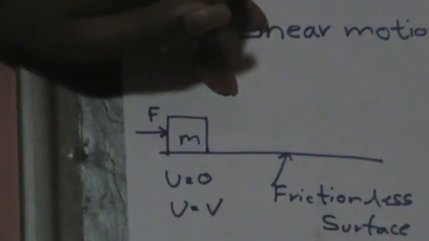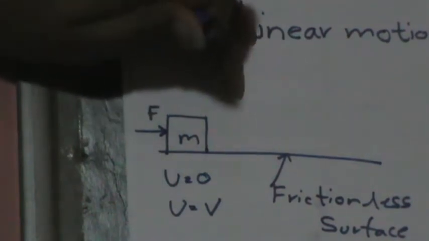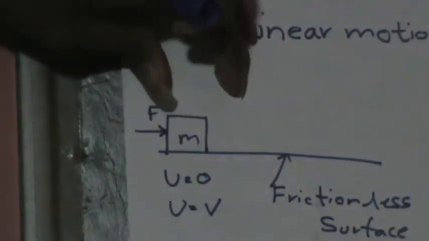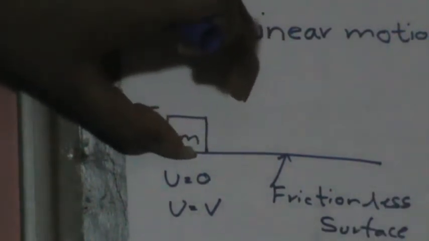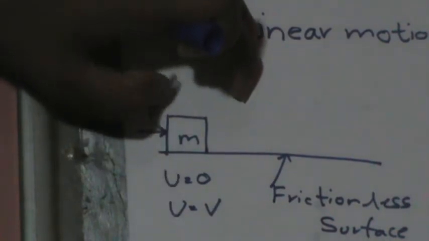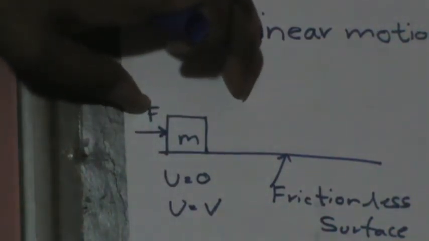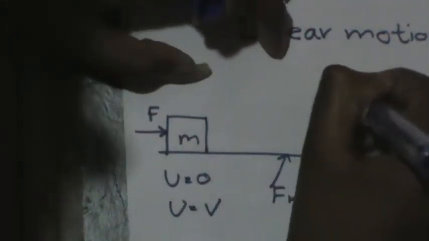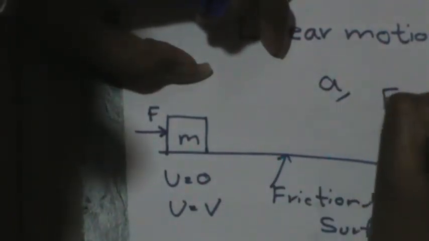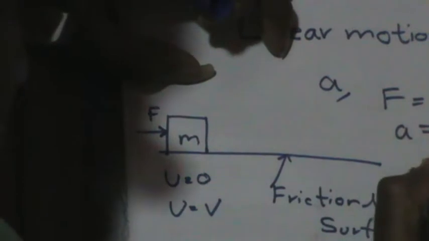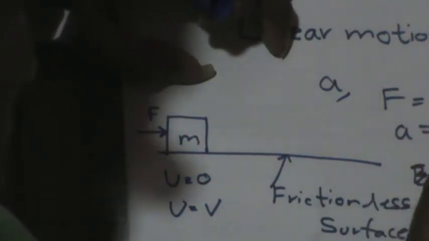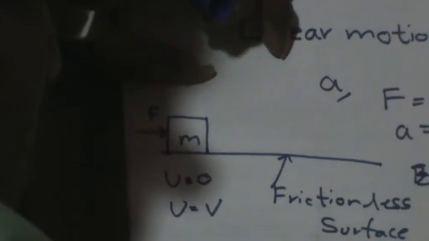Since this is frictionless, it's okay, but if it has friction, as soon as you put F, the object will not move. In this case, the acceleration of the object is a. You can write from the second law, F equals ma, and since mass is constant, acceleration is directly proportional to the force. Right.